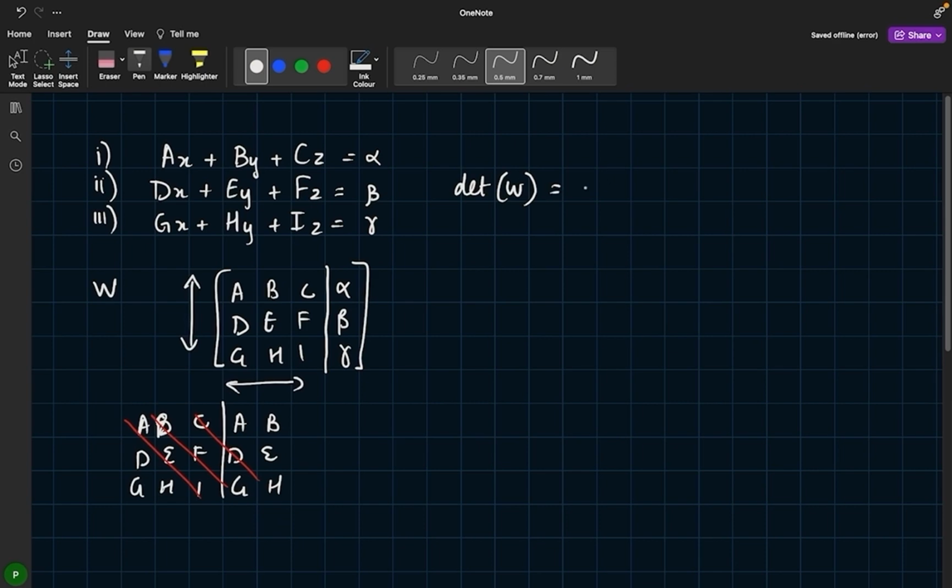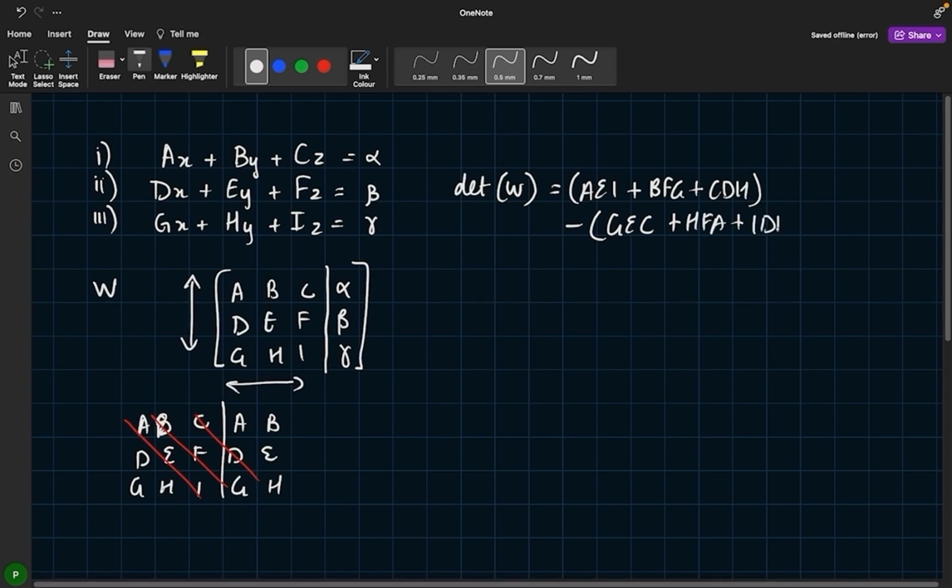Is equal to AEI plus BFG plus CDH minus GEC plus HFA plus IDB. That's the determinant.